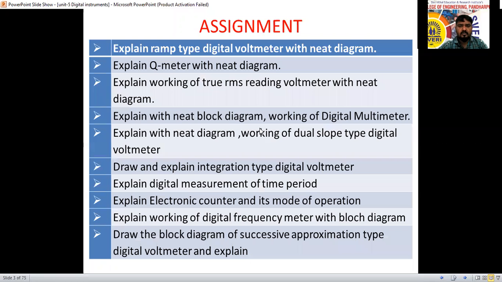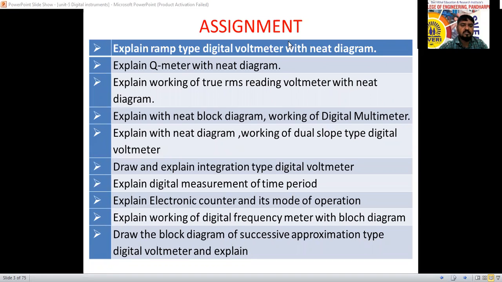Okay. See here. Before starting the chapter, I will give the assignment now. You can take the screenshot of this one. This is assignment number 5 on digital instruments here.